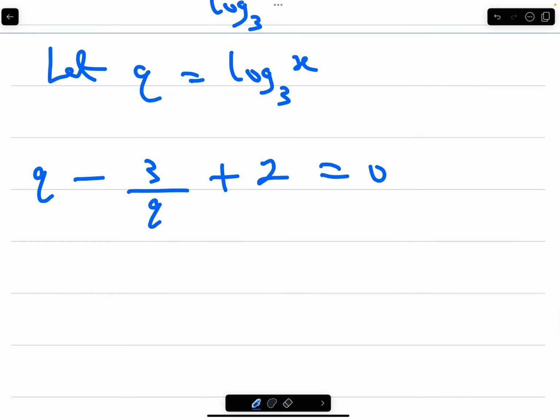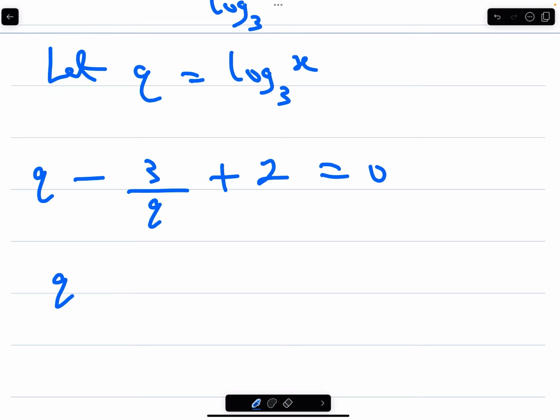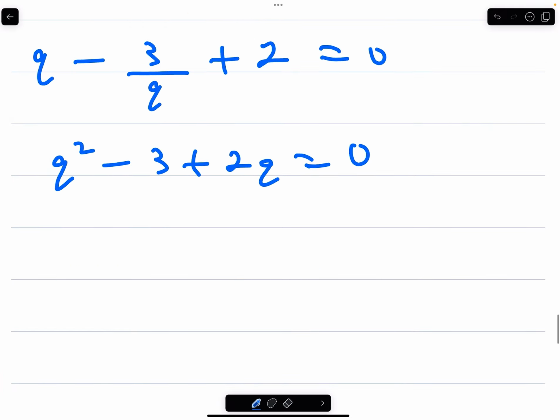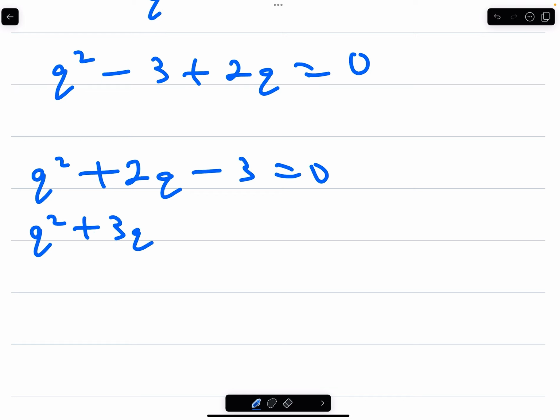And now if we multiply this equation through by q, we're going to have q squared minus 3 plus 2q equals 0, which is simply the same as q squared plus 2q minus 3 equals 0. And I can solve this by the factorization method, which gives me q squared plus 3q minus q minus 3 equals 0.